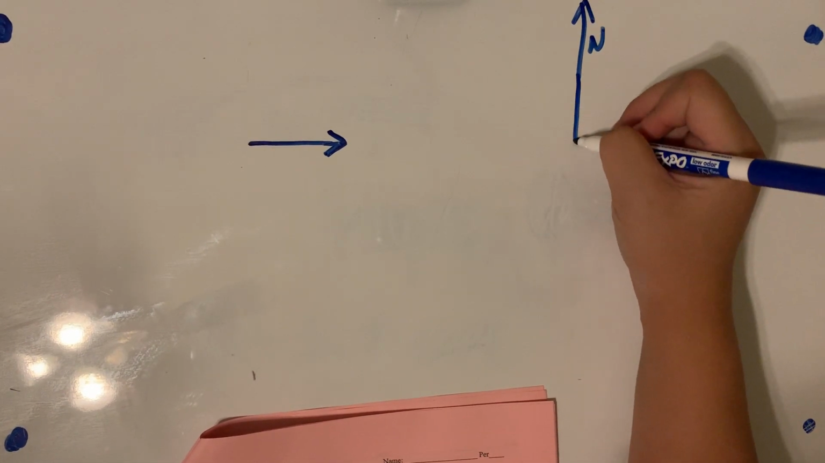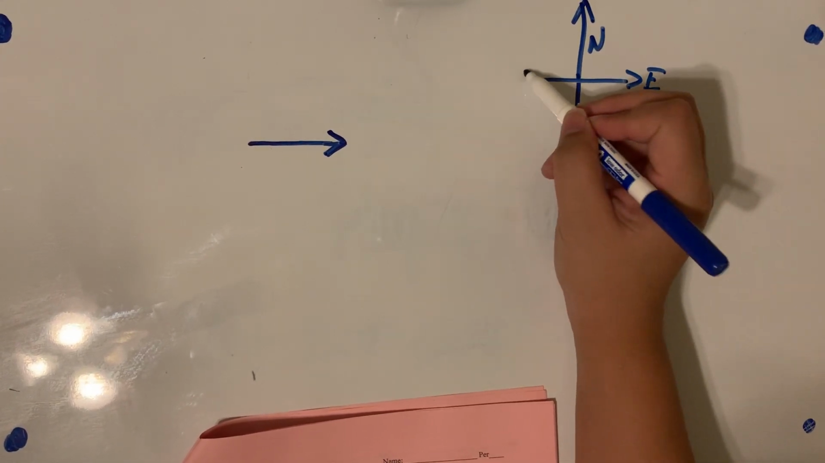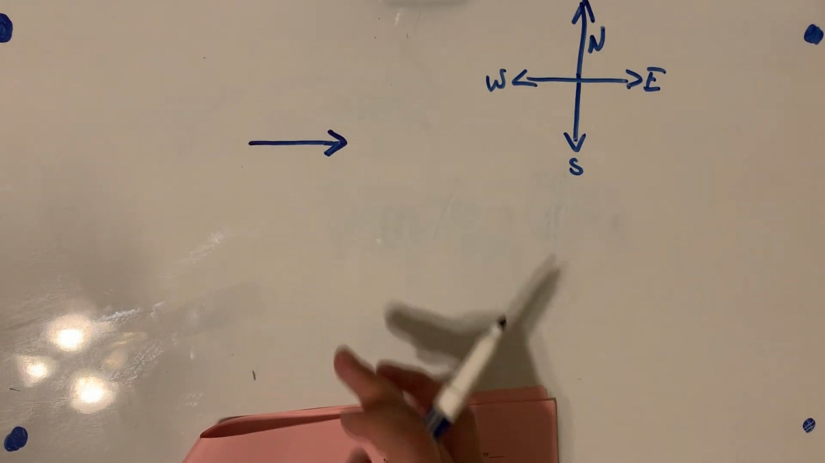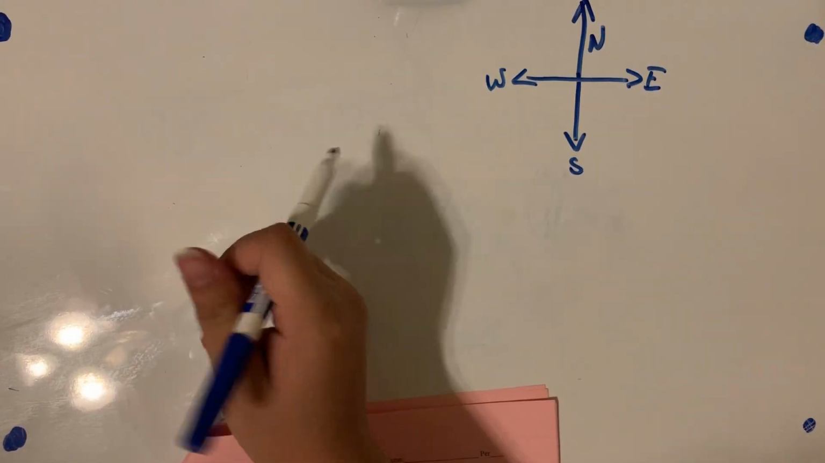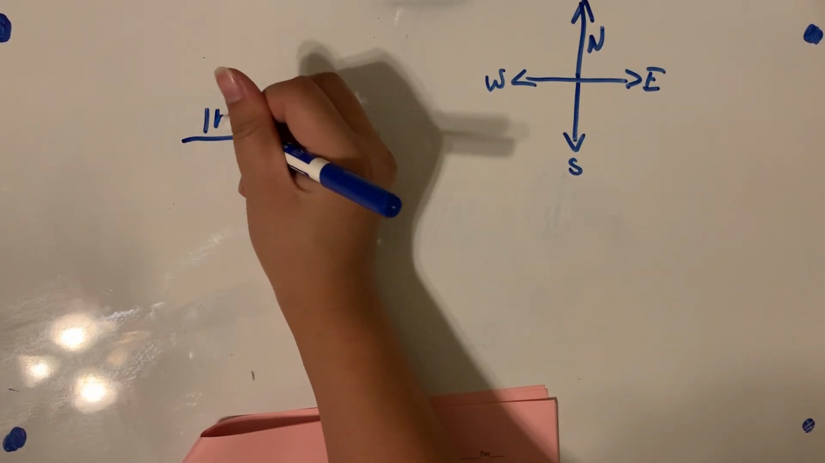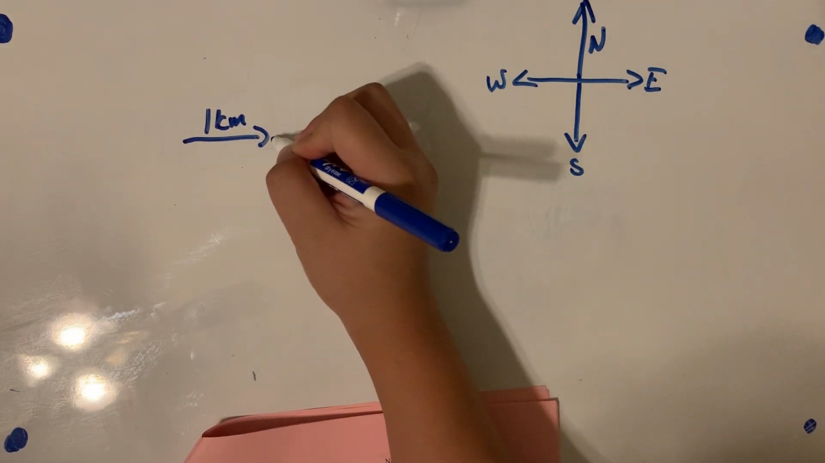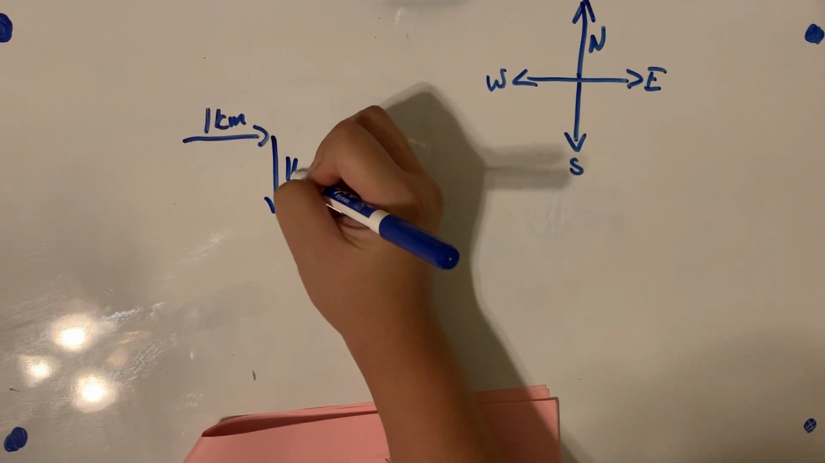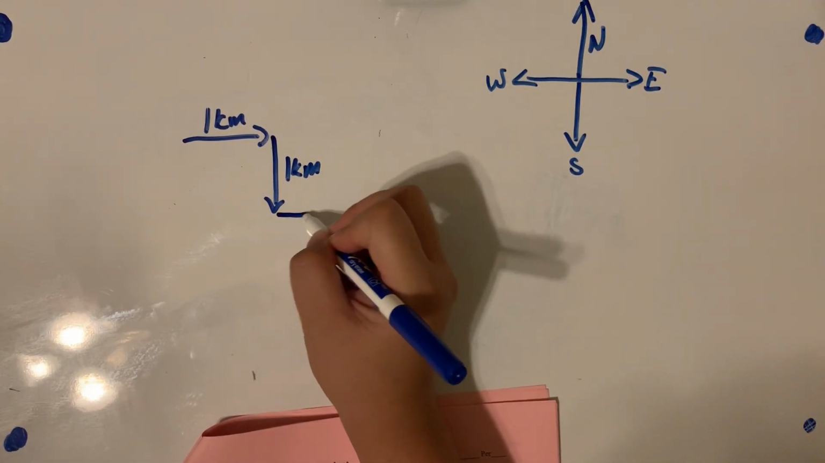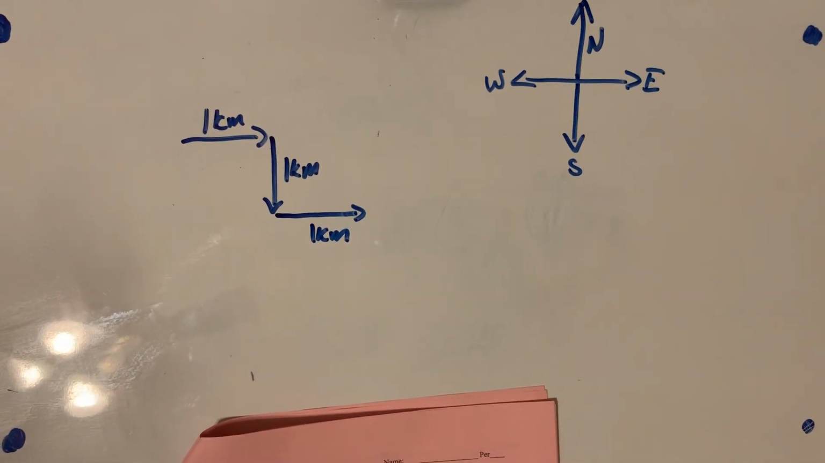North, south, okay, east, west. Okay, so here, let me move this down. We'll keep that little compass thing right there. Okay, so 1 kilometer east. Okay, and then it says he went 1 kilometer south. And then he went 1 kilometer east again. So that's how it looks.